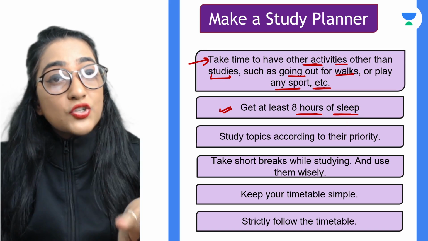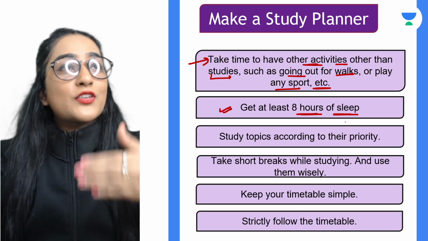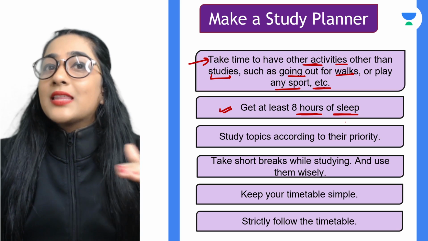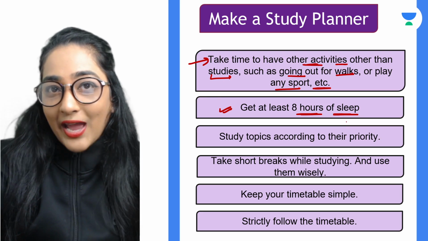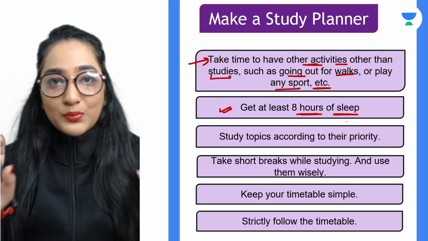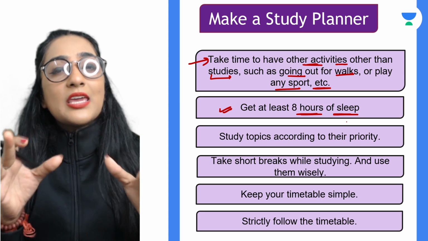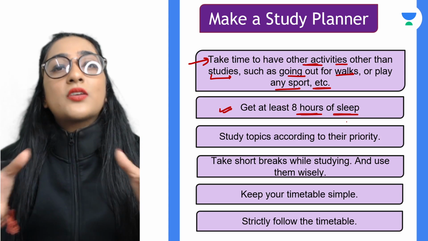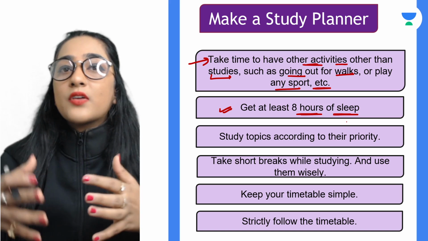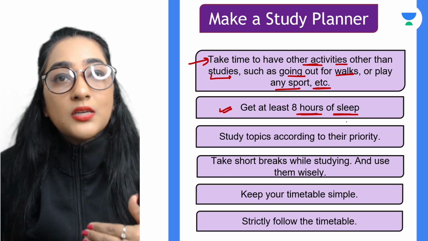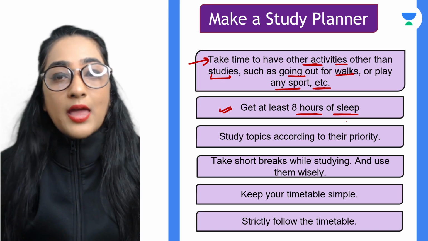Just make sure you're not taking more than that. If you're sleeping for 12 or 14 hours, that is a bit insane. Don't do that, because 8 hours is enough for a human body. That's sufficient, so keep it to that only. Do not try to reduce your hours of sleep, because that affects the working of your mental ability. So don't let that happen.